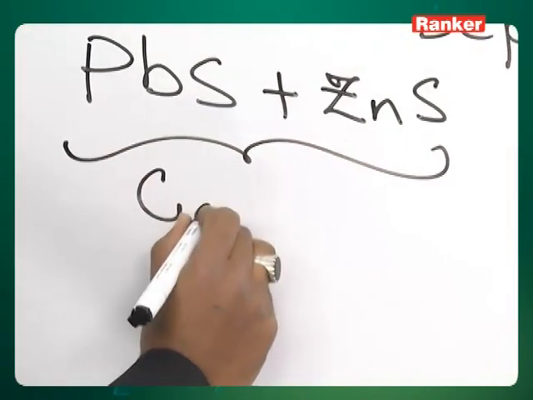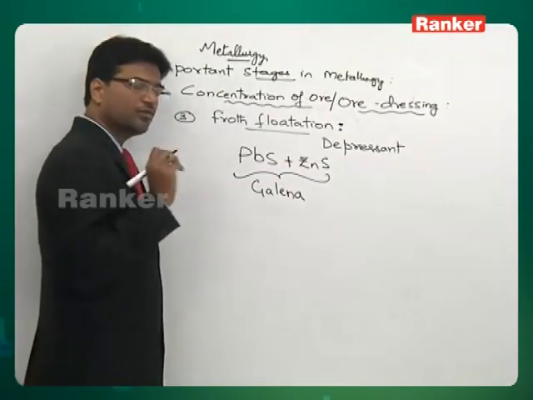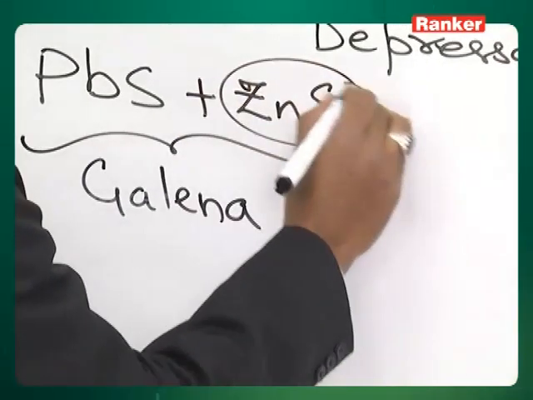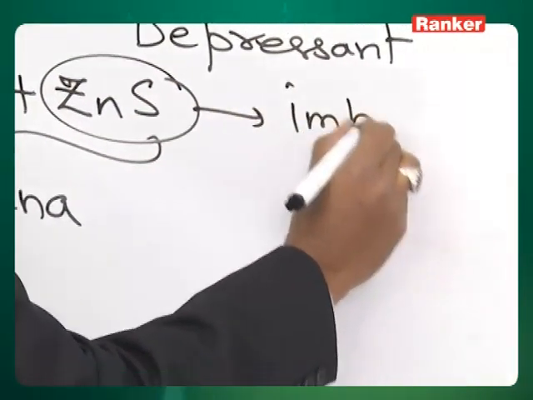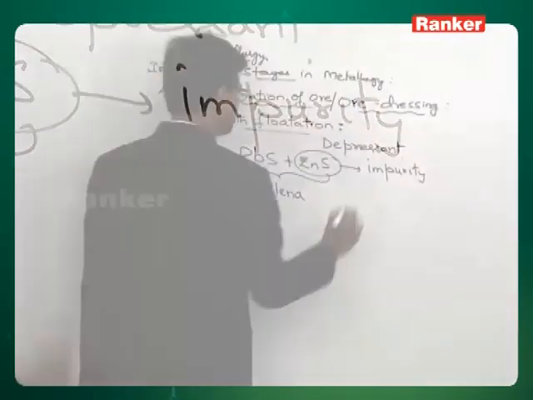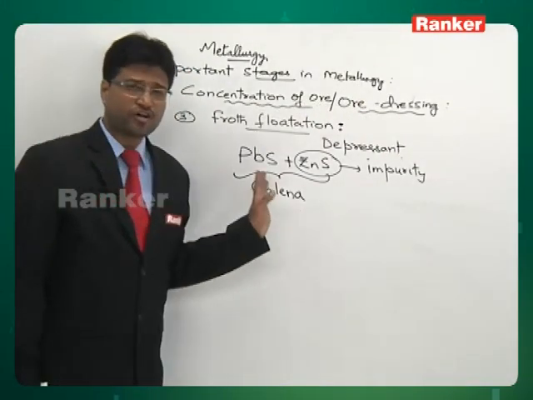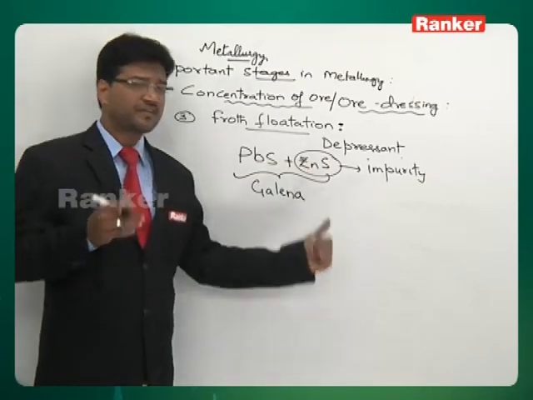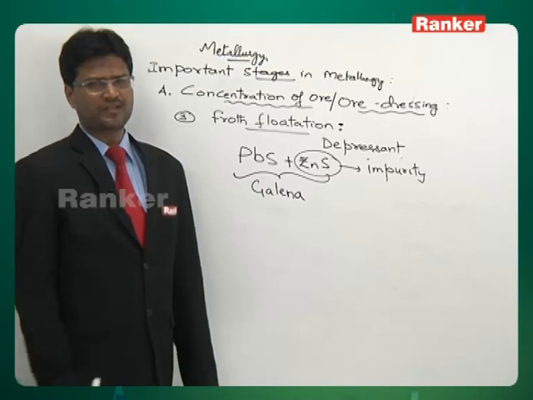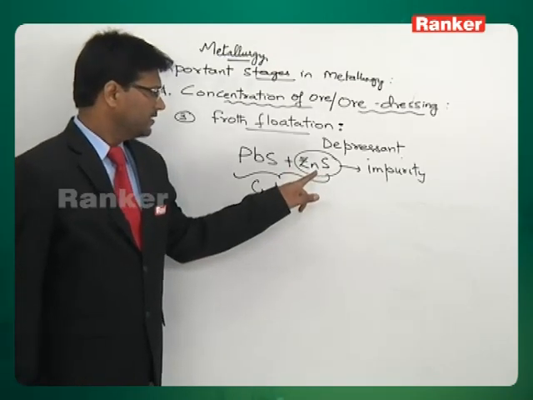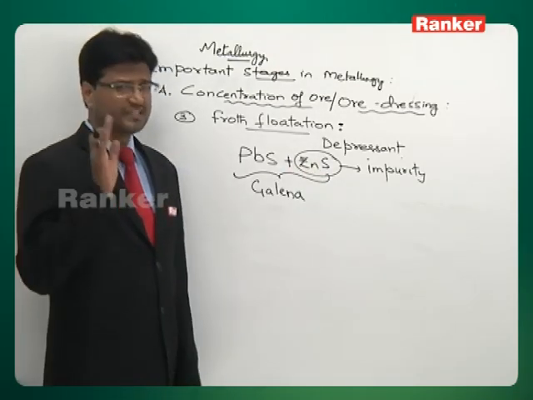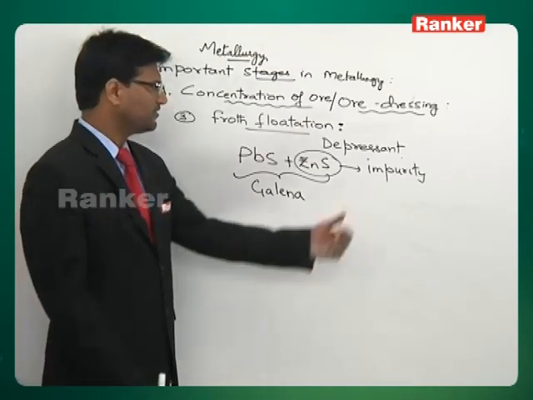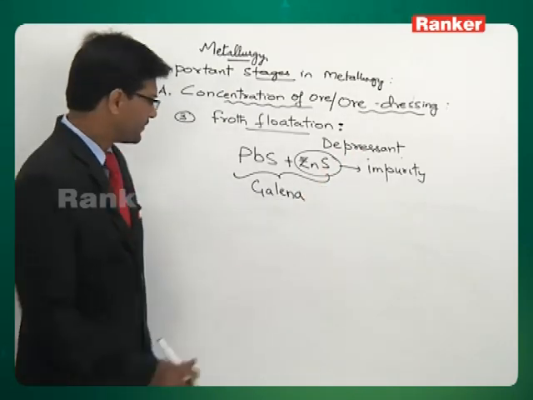This is galena. Galena is an ore of lead. The ZnS in galena is an impurity. Now, when you do froth flotation of galena, there is every chance that both PbS and ZnS will stick to the froth. You want to suppress ZnS. So, to suppress ZnS from sticking to the froth, we need to add a substance called a depressant.